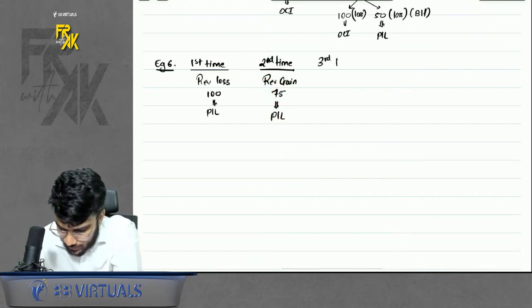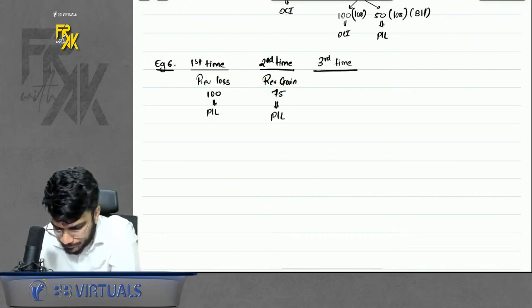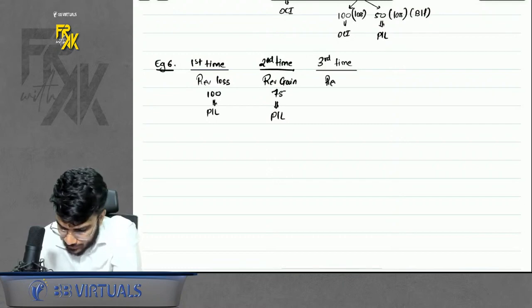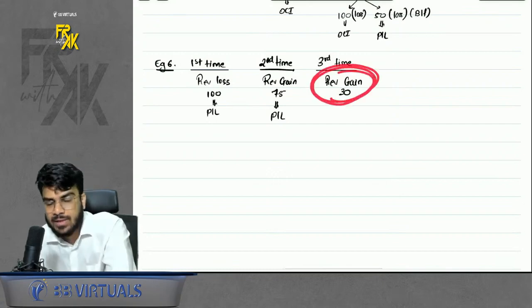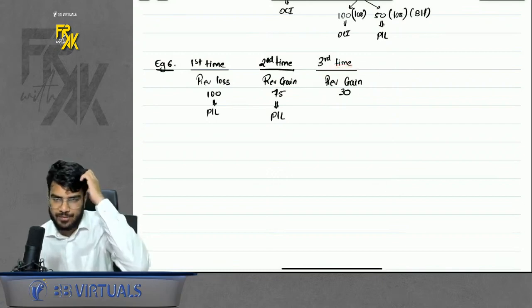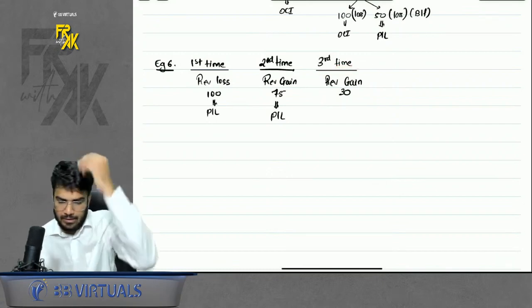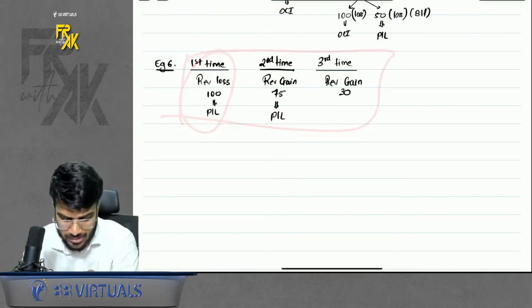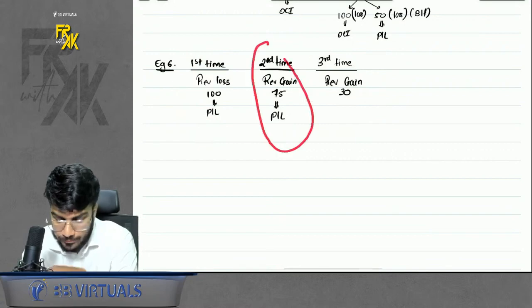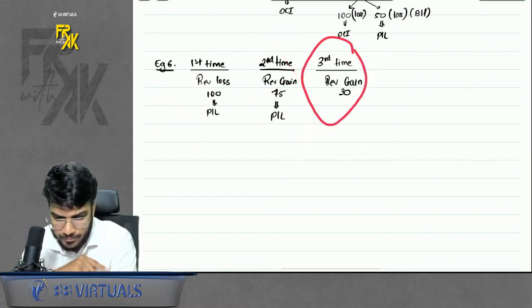Now we are revaluing for the third time. We get a gain again, but the amount of gain is 30. Tell me what is to be done with this 30. Where will it get transferred? This is going on for the same asset. First time you got a loss, then you got a profit, then again you got a profit.